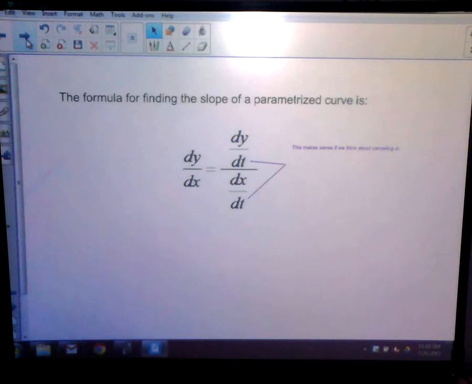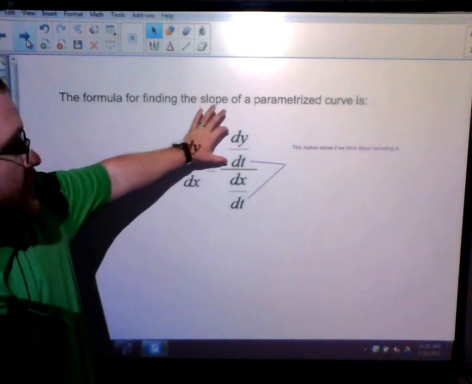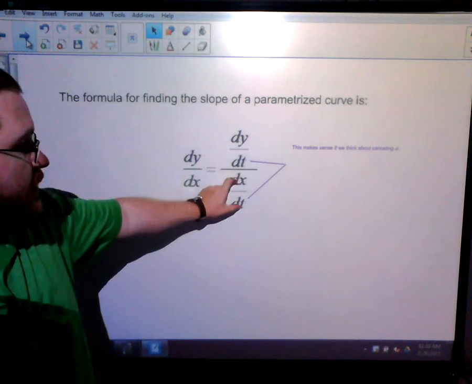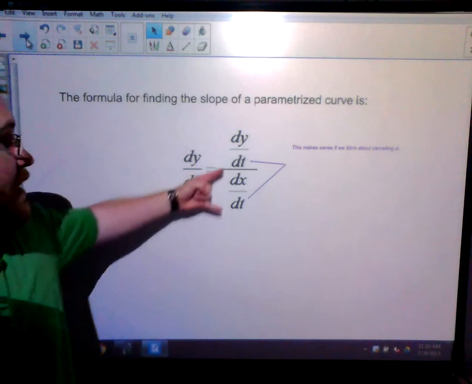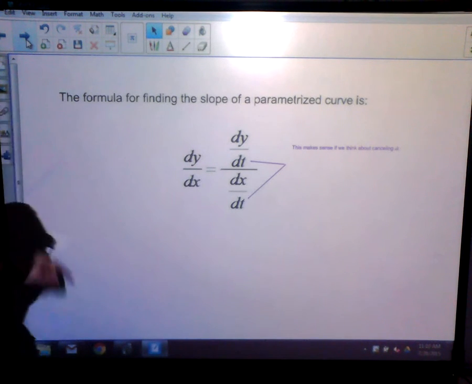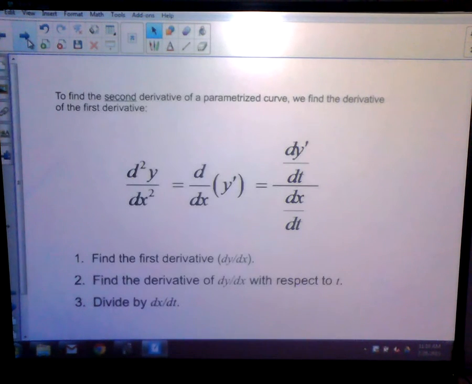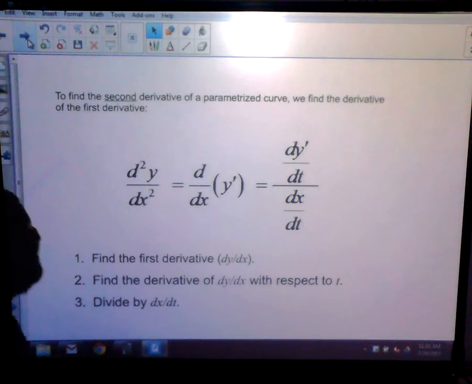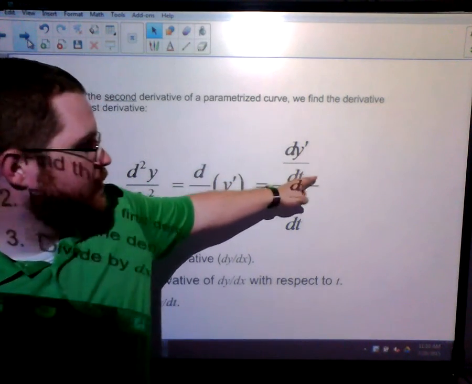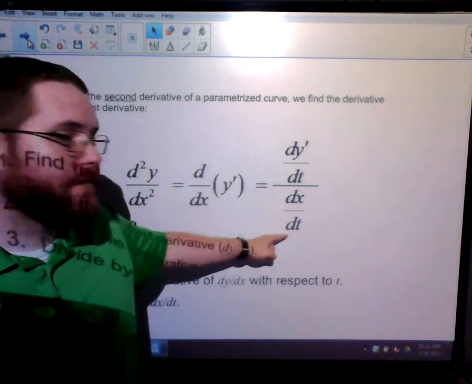The majority of the time that you see a parametric question, they're going to ask you for the slope. The slope is the derivative of y divided by the derivative of x, which makes sense because they cancel out the dt's. The second derivative is the derivative of the first derivative divided by the derivative of x.